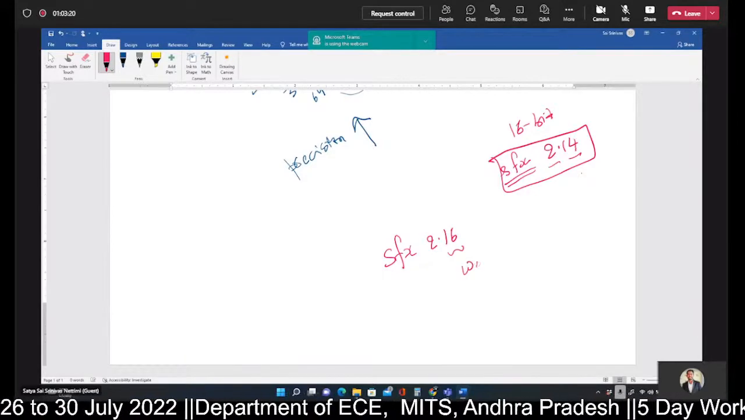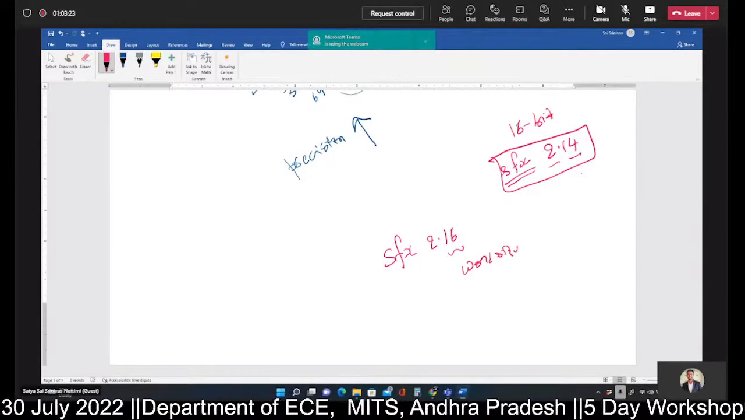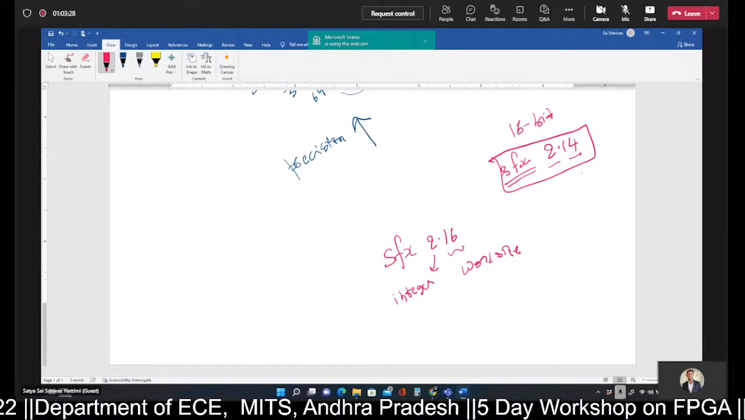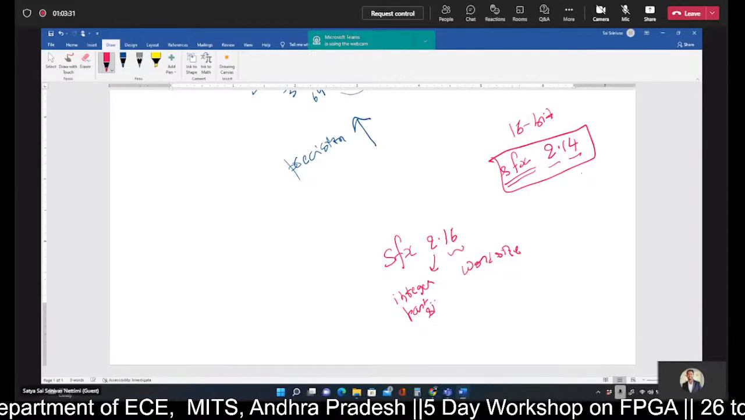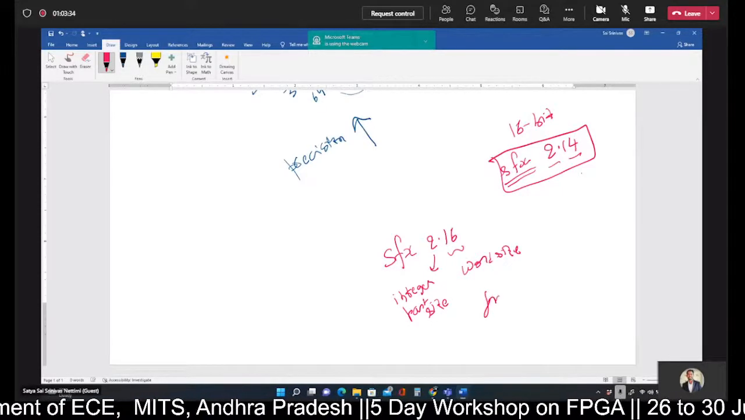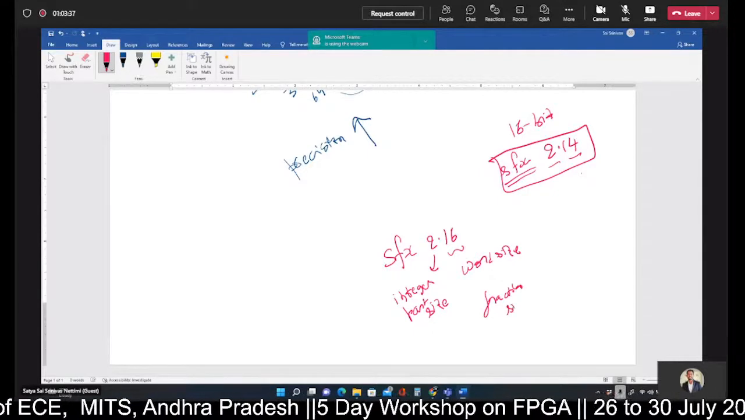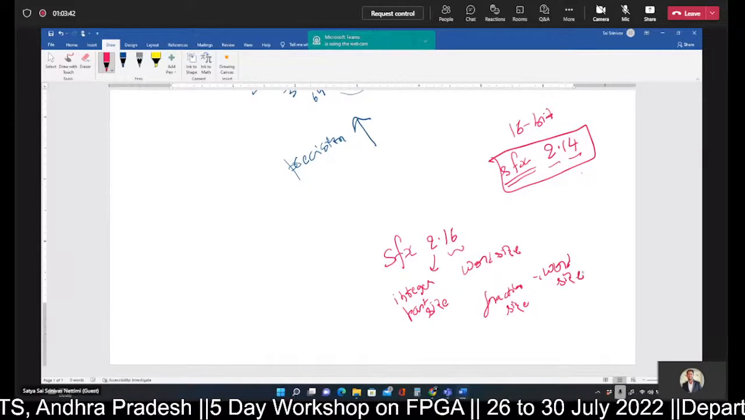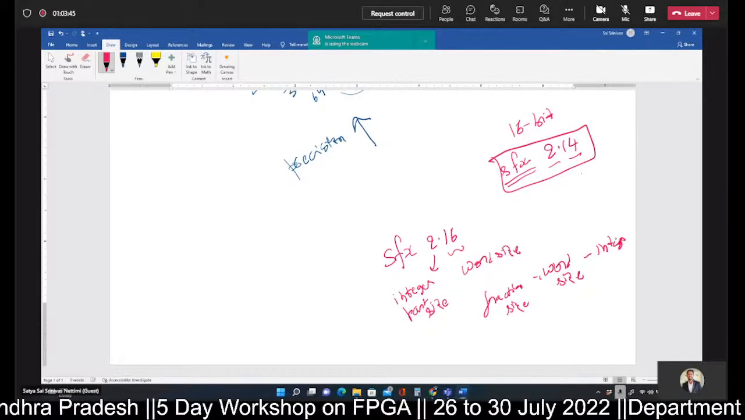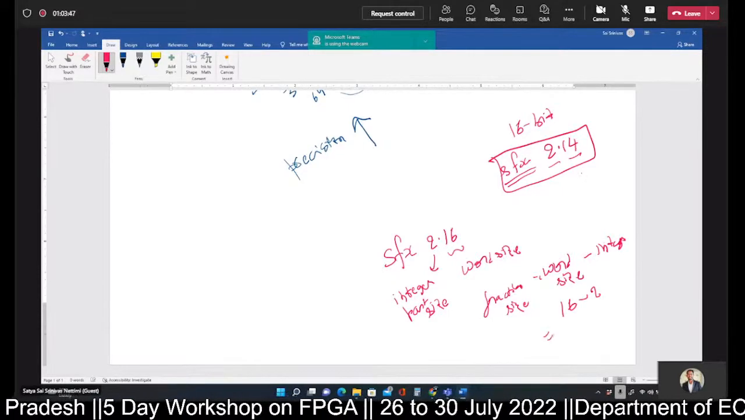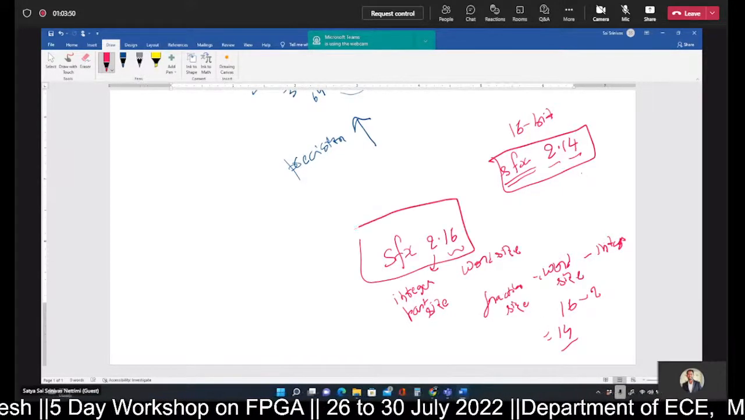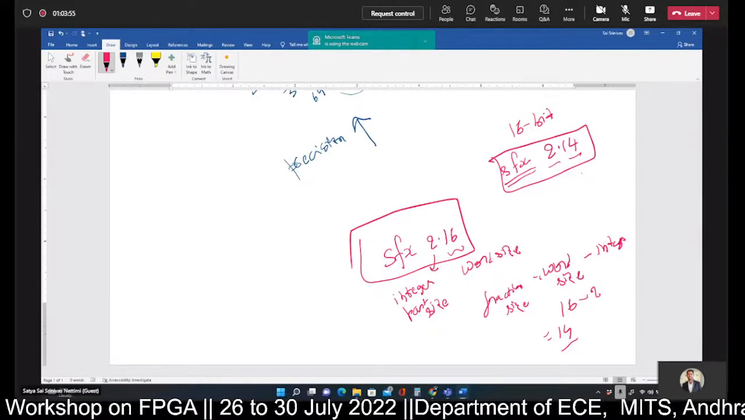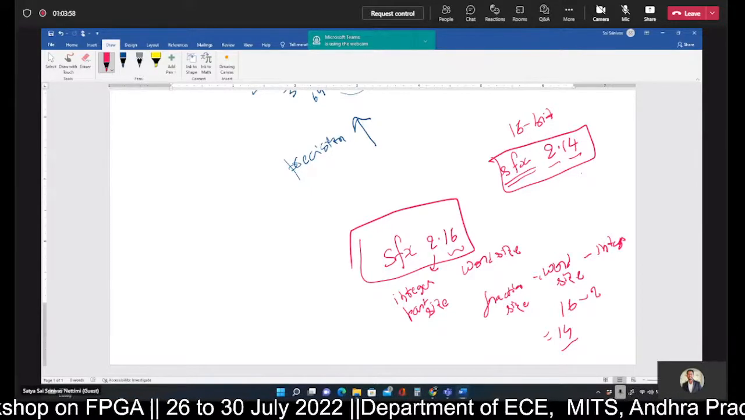16 is the word size and 2 is the integer part size. Now from this notation, the fractional part size can be given as word size minus integer part size. So that is 16 minus 2, which equals 14. This is a standard representation. We will represent the word size followed by the integer part size, and from this we will derive the fractional part size.